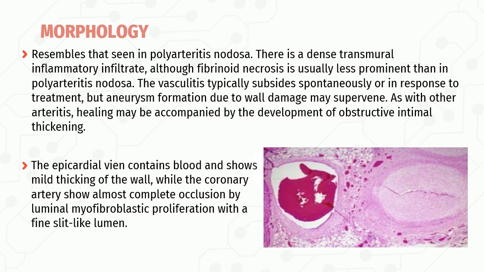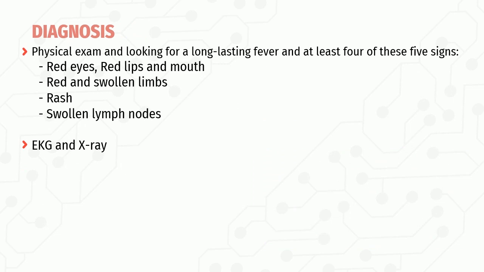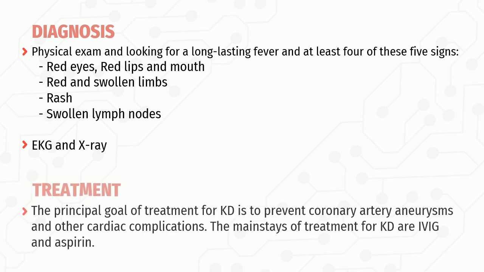The epicardial vein in this picture contains blood and shows mild thickening of the wall, while the coronary artery shows almost complete occlusion by luminal myofibroblastic proliferation with a fine slit-like lumen. The diagnosis of this disease is by physical exam, EKG, and X-ray, and the principal goal of treatment is to prevent coronary artery aneurysms and other cardiac complications. The mainstay of treatment is intravenous immunoglobulin and aspirin.